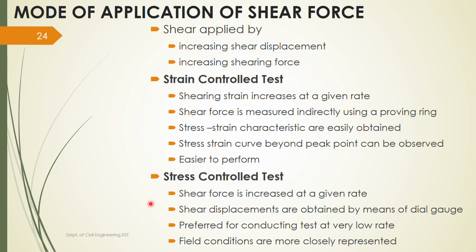Now coming to stress controlled test, here shear force is increased at a given rate, as I already told you, and shear displacements are obtained from the readings of a dial gauge. In all the cases we will be using a dial gauge for measuring displacement. This is preferred for conducting tests at a very low rate. That is, if you have to control the shear force increase, then we can go for stress control test.